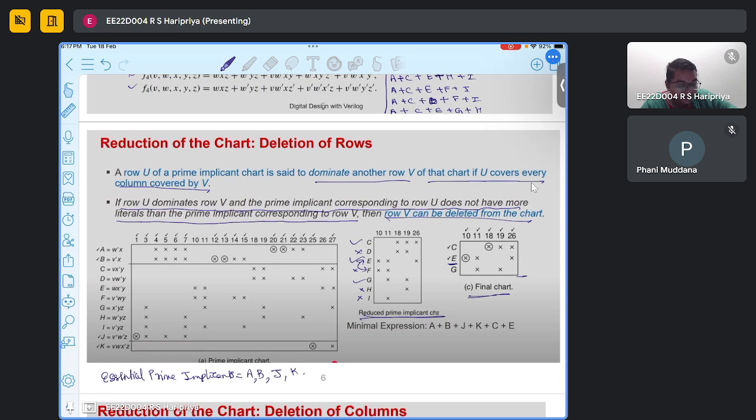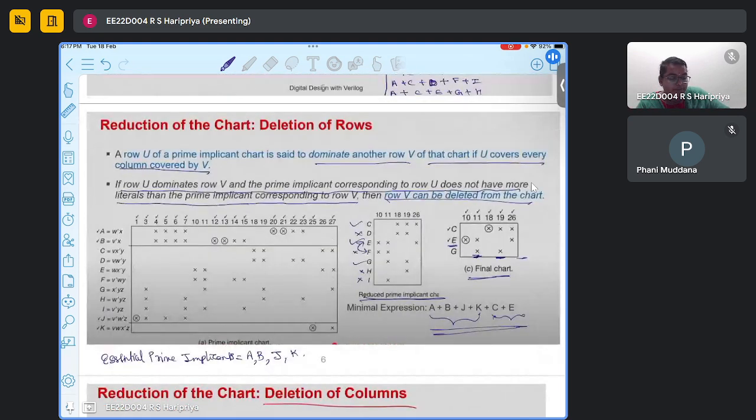So from this, again the essentials are C and D. G is already covered by this, and this is also already covered. So G is not needed. So again these two are essential, and this is essential from the first chart. So we observe this is the minimized expression. So in this way, by deleting the rows, we are able to minimize the expression.